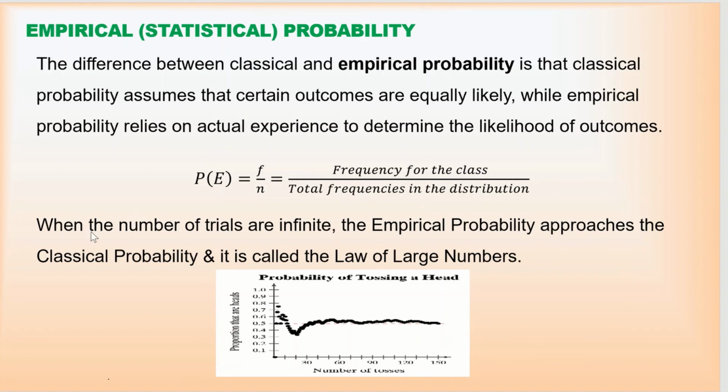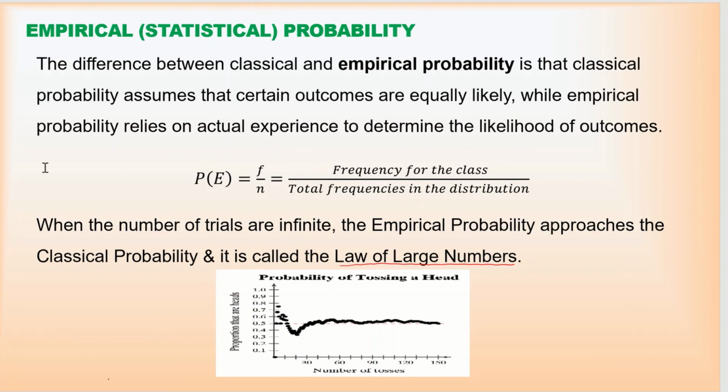So when the number of trials is infinite, when I say infinite, it's many times, maybe you're tossing your coin throughout your life doing nothing, the empirical probability approaches the classical probability, and we call that the law of large numbers. When we perform an experiment infinitely many times, the probability of any event E can be calculated using either the empirical or the theoretical probability. The result will be the same.